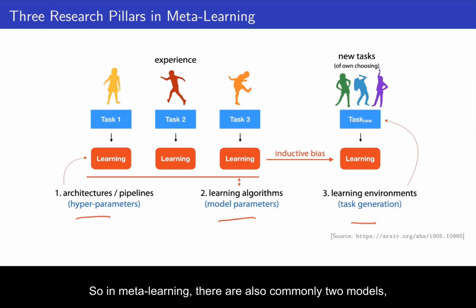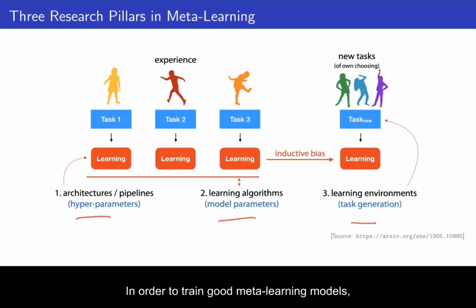The second pillar concerns learning algorithms, and therefore focuses on research on learning different learner models. In meta-learning, there are also commonly two models, the learner and the architecture to be leveraged on multiple tasks. The learner evaluates the model and initiates changes to the target model. Consequently, this research area determines suitable configurations or hyperparameters for learners and how to train the learner of the meta-learning algorithm.